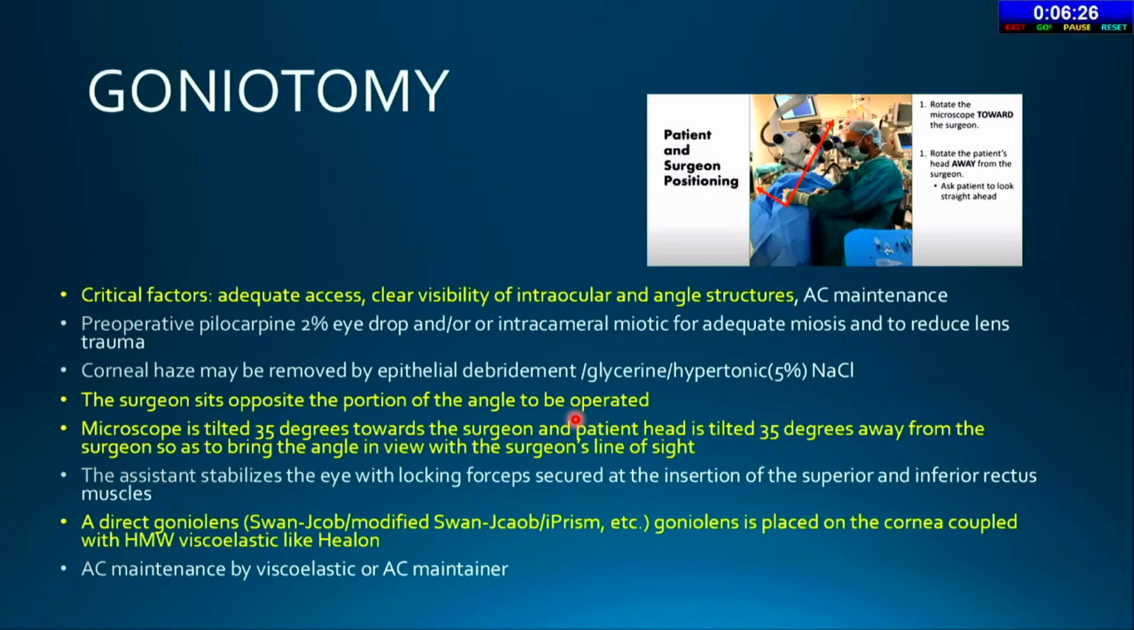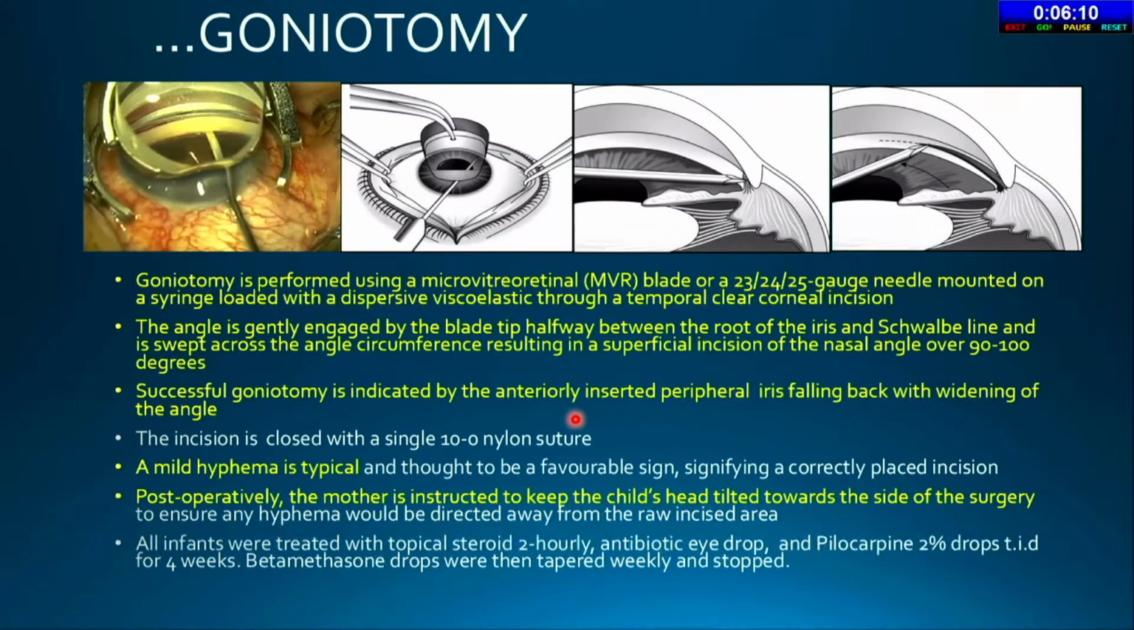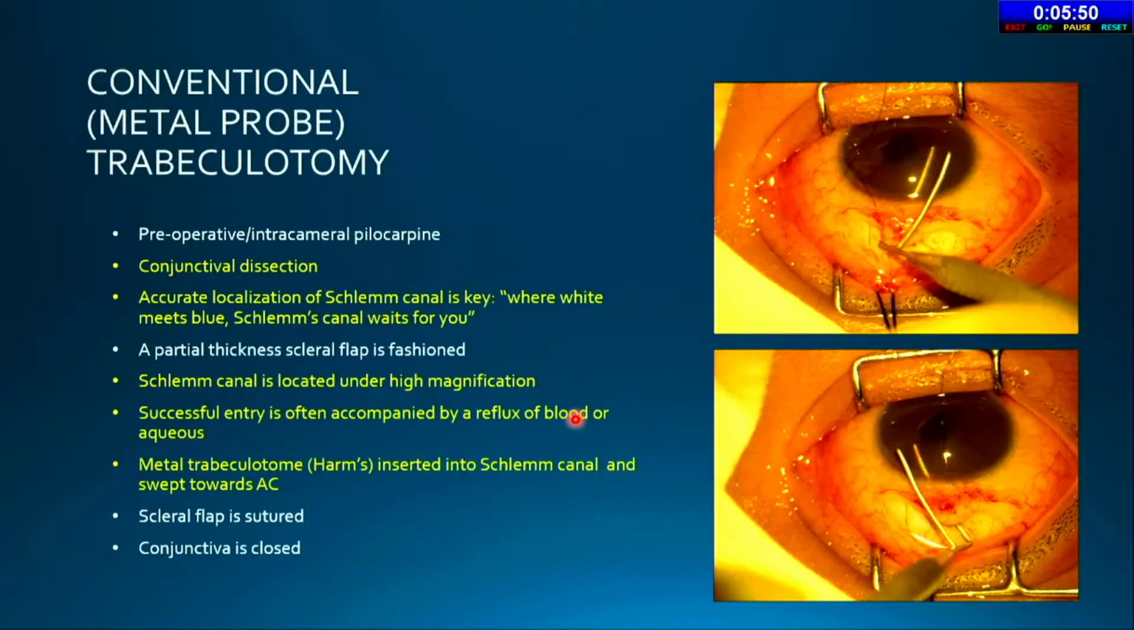Now, a few points about goniotomy. The cornea has to be clear, otherwise goniotomy cannot be done, and the position of the surgeon is important. The microscope is tilted about 35 degrees towards the surgeon, and the patient's head is tilted about 35 degrees away from the surgeon, so as to bring the angle into view. We need a surgical gonio lens like the Swan-Jacob gonio lens, and it is performed with an MVR blade or a 23, 24 or 25 gauge needle. You have to engage the angle gently with the blade tip halfway between the root of the iris and the Schwalbe line. Successful goniotomy is indicated by the anteriorly inserted peripheral iris falling back with widening of the angle.